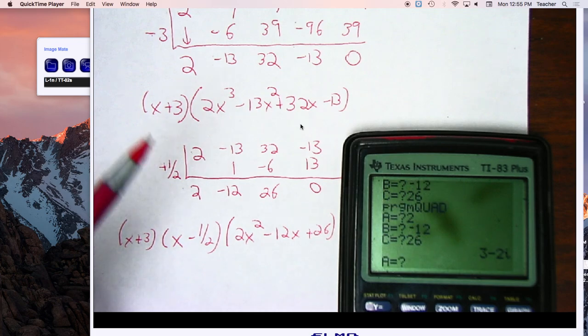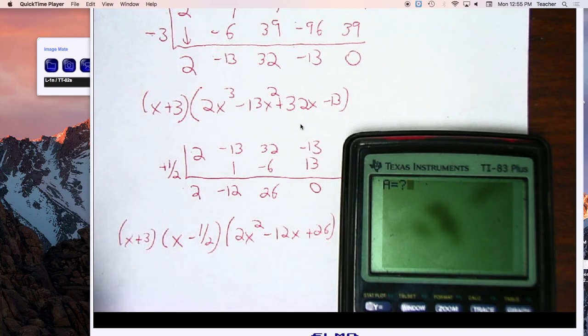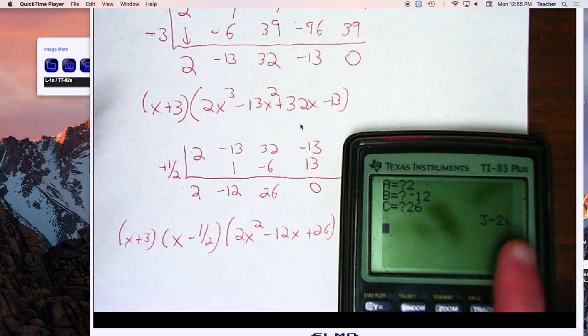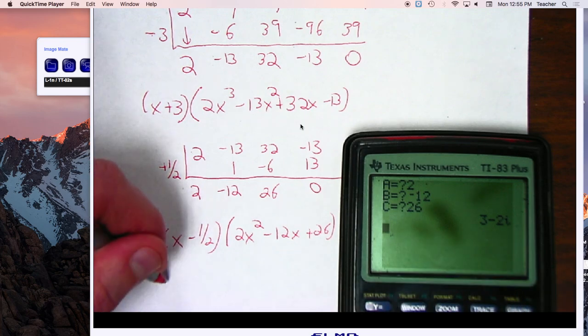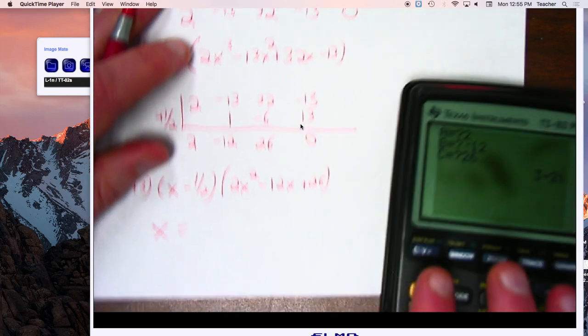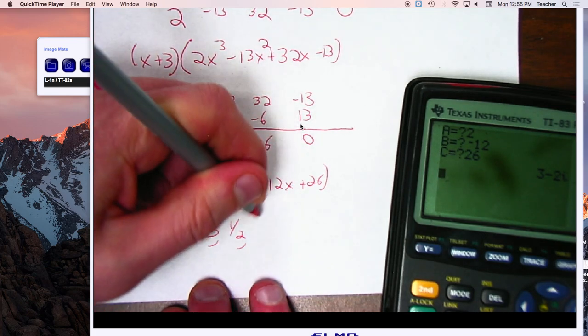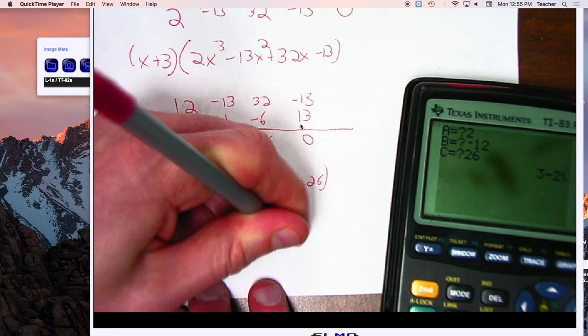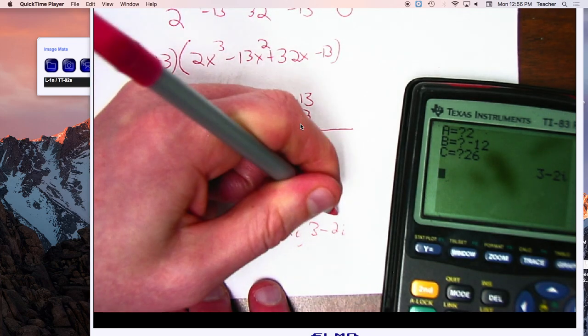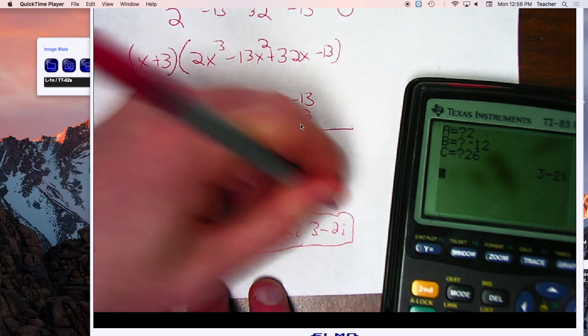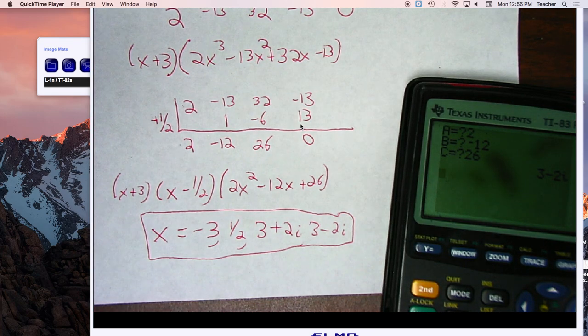And so you probably want to double check your quadratic formula also. It looks like I did not double check this one. It's missing one of the answers, so I'll have to go back in and fix that. The other answer would be 3 plus 2i. And so the 4 zeros end up being -3, positive 1/2, 3 plus 2i, and 3 minus 2i. And so I have 4 zeros, sort of just like I expected, because it was a 4th degree polynomial.